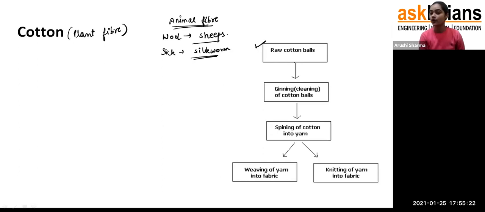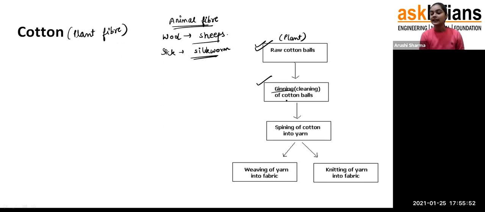So you can see raw cotton balls are there first of all, exactly which we get from the plant only. That's the cotton plant. Now students, after getting that cotton plant, we do the ginning process. So just remember what ginning is. Ginning is the cleaning process. That means whatever unwanted particles and unwanted seeds are present in the cotton balls, we remove them, so that it will not create any problem in the formation of the fabric. So first of all we clean the cotton balls.